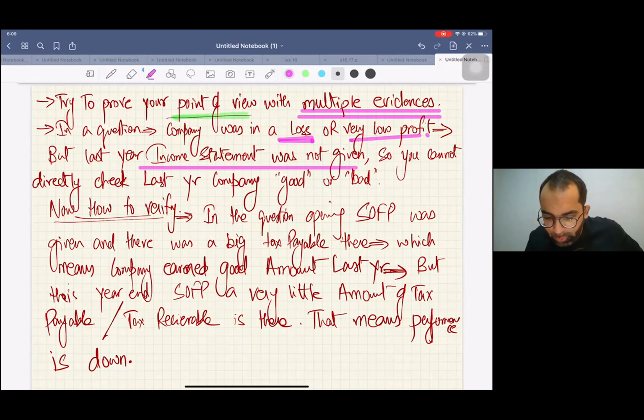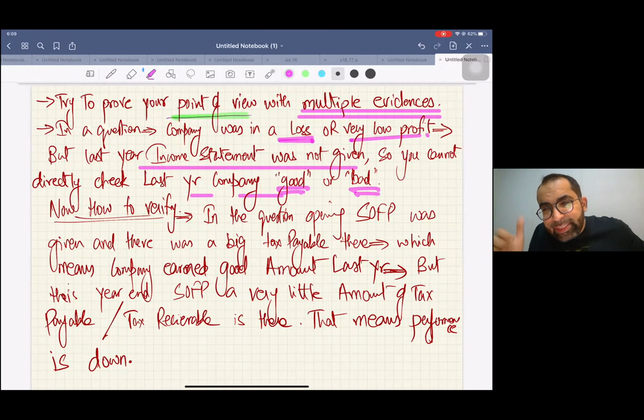Now wait, let me explain. You cannot directly check whether the company was good or bad last year. This year the company's profits are low or in loss, but last year's performance is not openly given in the question. The income statement is not given. But the opening balance sheet is given.